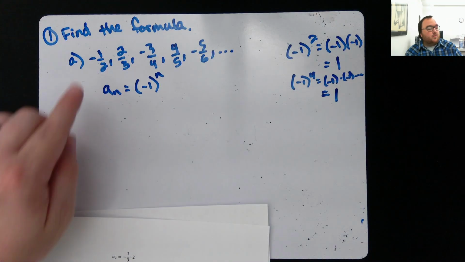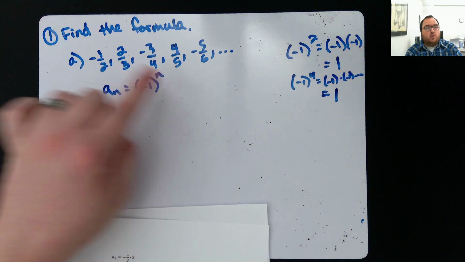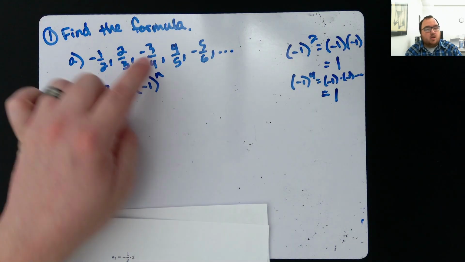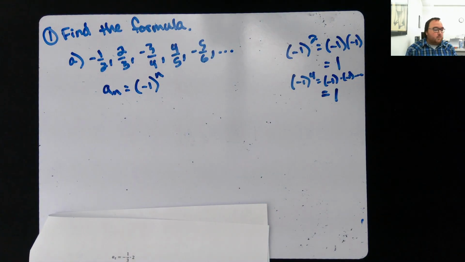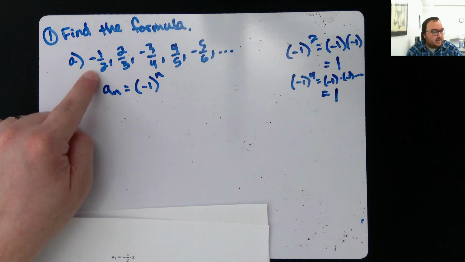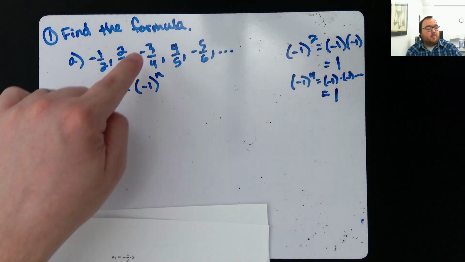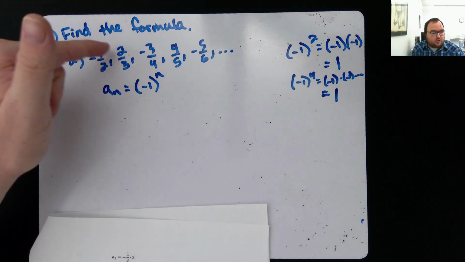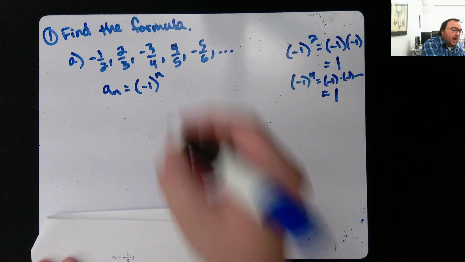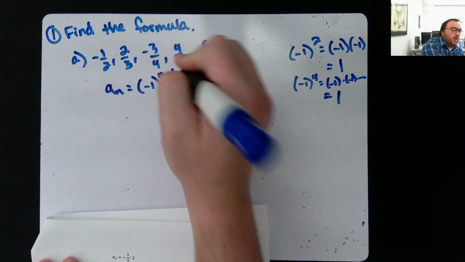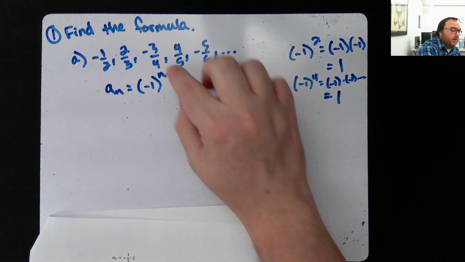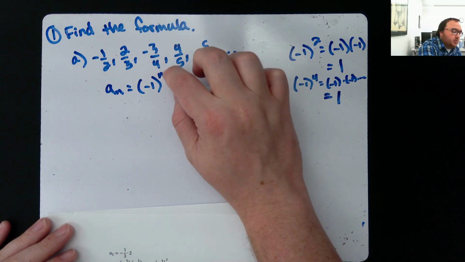Because then for the first term, it would be a power of 1, which works out. For the third term, it would be a power of 3, which works out, and so on and so forth. If this was positive, and then it switched, and then positive, and then switched, so that every even term had it, I would do n minus 1 because I want my power to be odd. Okay, but it's on every odd term, so we can just write it as n.